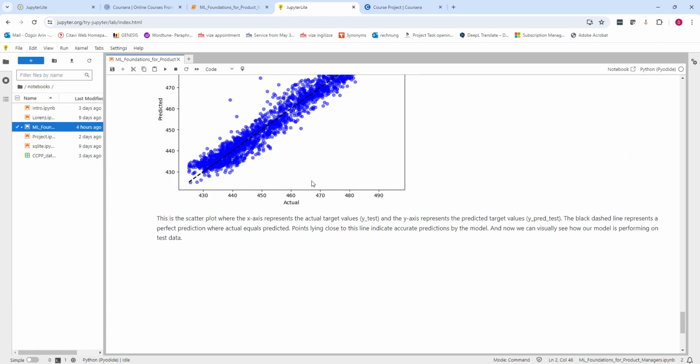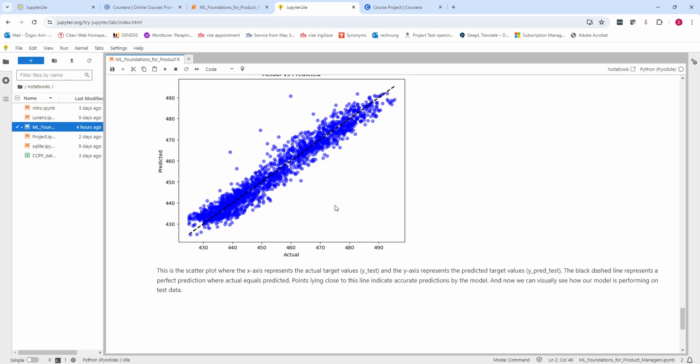So all in all, we can say that the choice of the algorithm and also output metrics was successful, and the model can be used for predicting the electrical output.